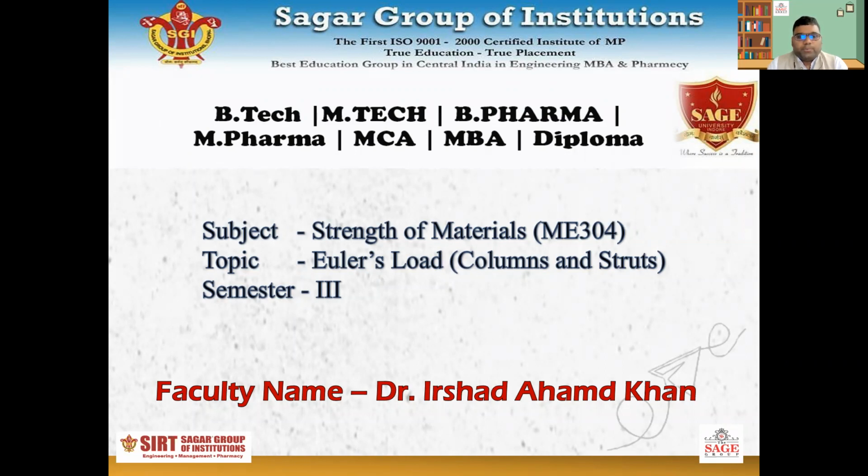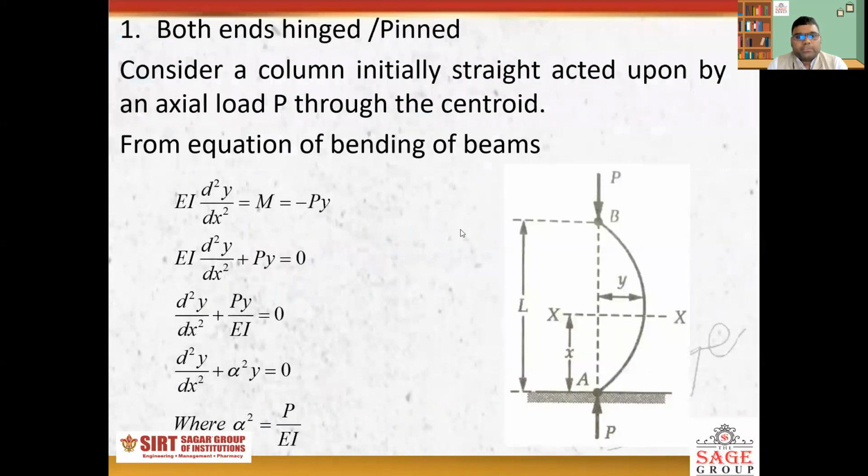And today we will discuss how to calculate, or how to derive, the formula for Euler load for the different boundary conditions. Let's see. The first boundary condition is if both ends of the column are hinged or pinned. So what would be the relation for Euler load?